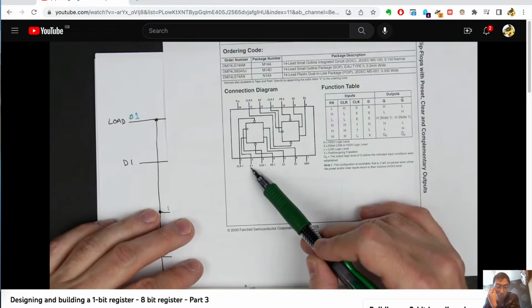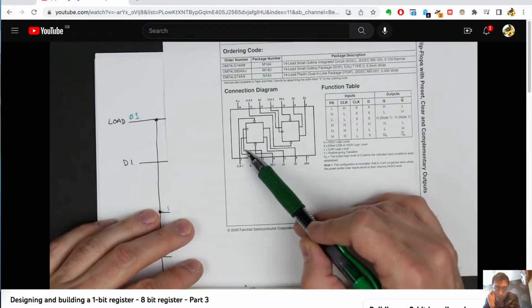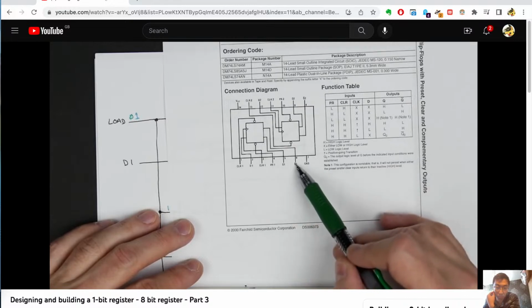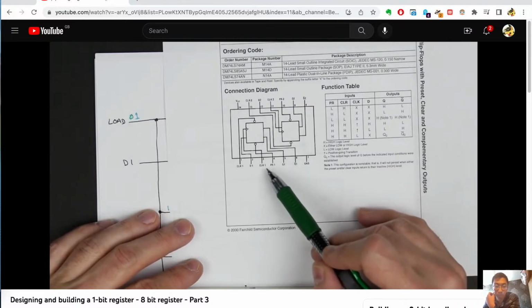And so you can see it has the D input here. You can see it has a clock. It goes over here to the clock input. You can see it has the Q output over here. And it has our inverted Q here as well. And it also has a couple other nice things.